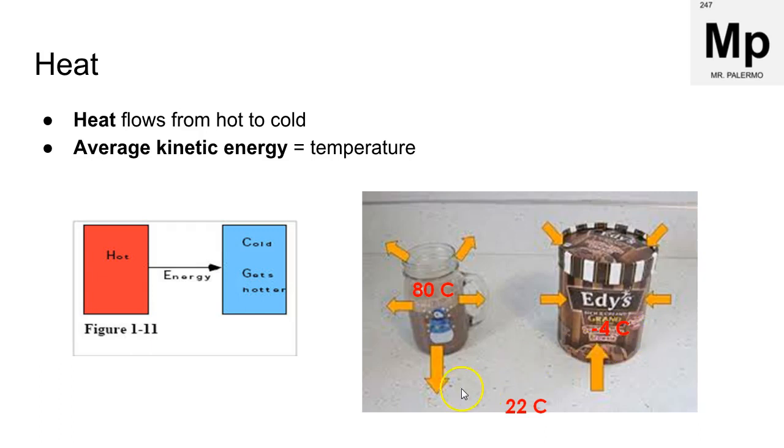So since heat flows from hot to cold, in the hot chocolate situation, the heat is going to be lost or transferred to the environment. And for the ice cream, since the room temperature is warmer, it's going to transfer heat to the ice cream, warming it up.